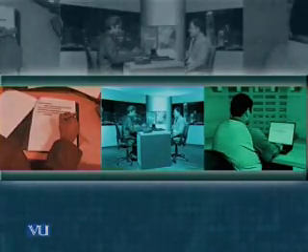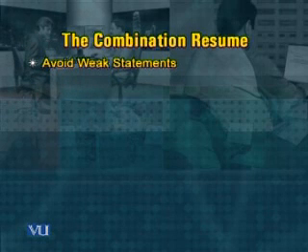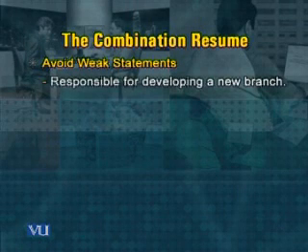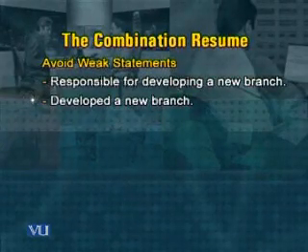So let's have a look at it, that when we use verb and when we don't use verb, what do the statements or the sentences that we make look like? Responsible for developing a new branch. So this is a very weak sentence. You have a verb in it. In development, you have a verb. So use the verb. Instead of responsible for developing a new branch, say developed a new branch.